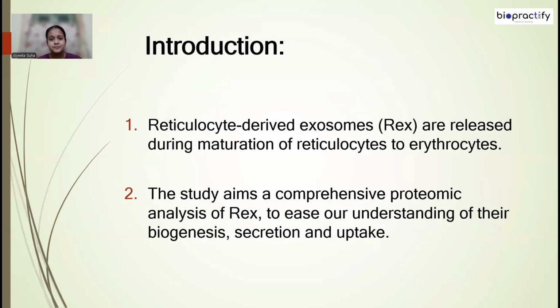For the introduction, these exosomes were derived from reticulocytes. Now, what are reticulocytes? Reticulocytes are basically immature red blood cells. And what is special about these exosomes and reticulocytes? That these reticulocytes were derived from the human umbilical cord. Now, one might ask, why the human umbilical cord?